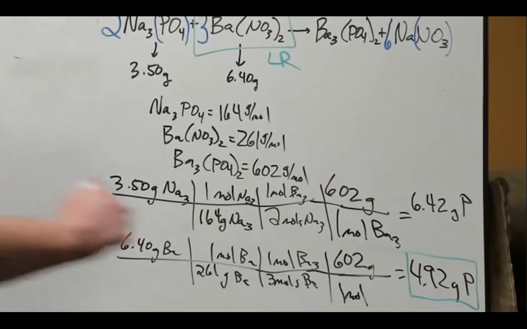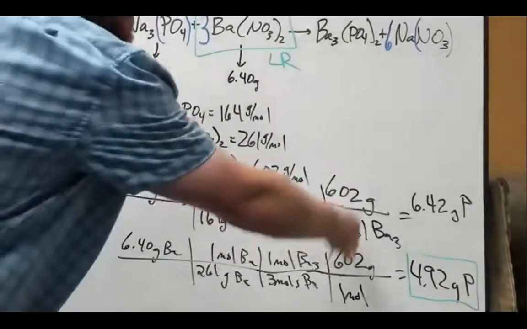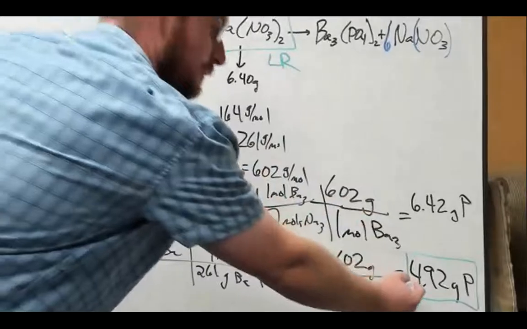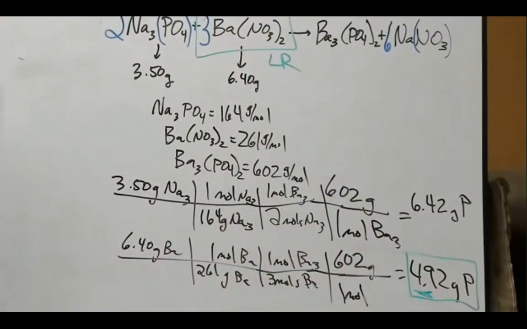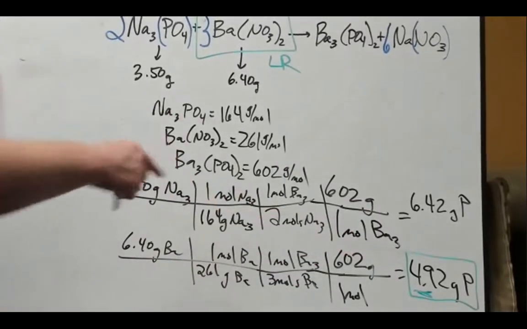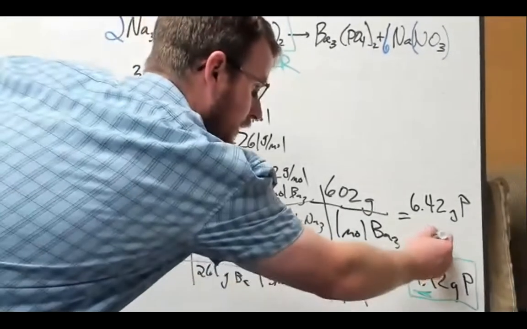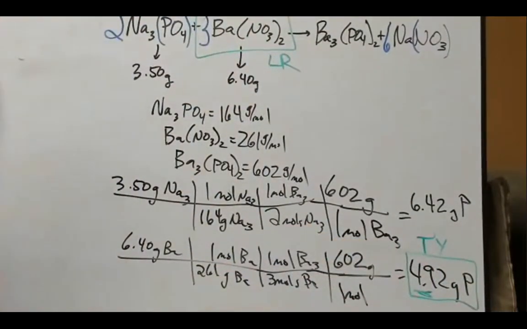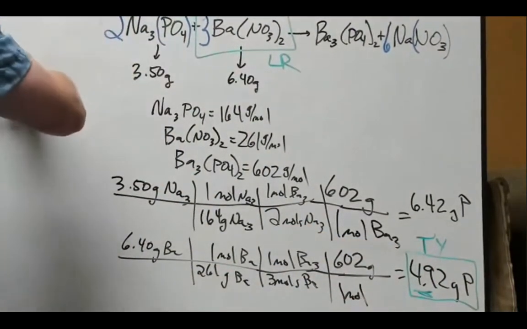Now, the reason why I did this extra step here that your book doesn't do is because now we have the theoretical yield, right? We don't have to worry about, oh, I forgot to convert the moles of the product into grams, because we already did it. And so now we know the theoretical yield is 4.92 grams of product. We know the limiting reactant is the barium nitrate.